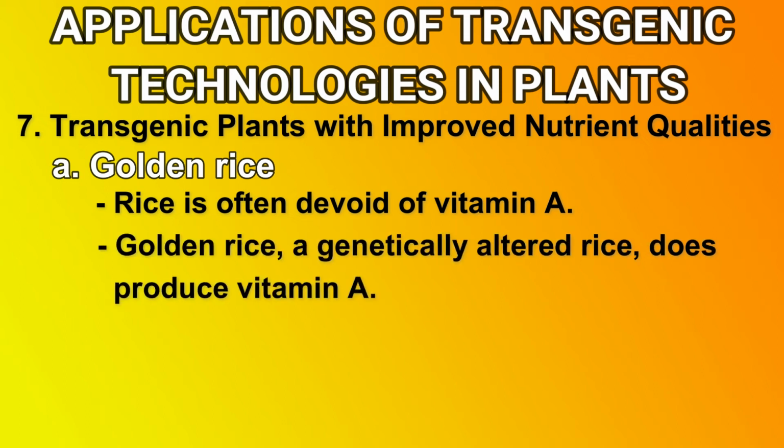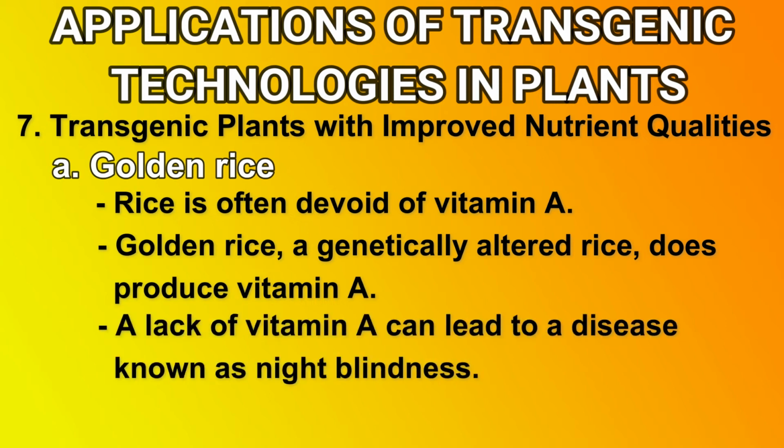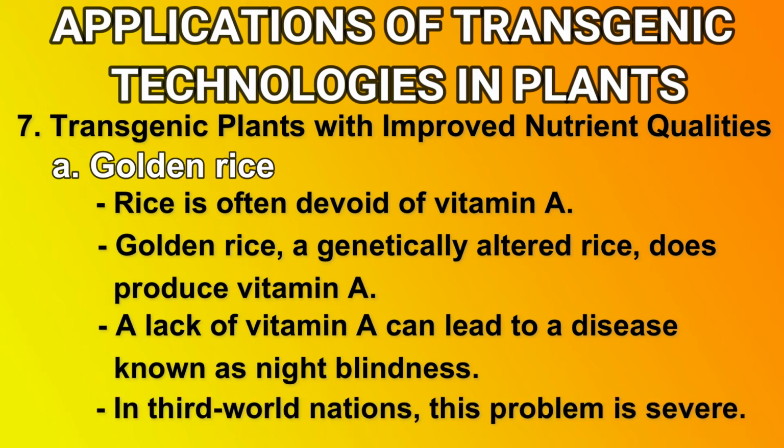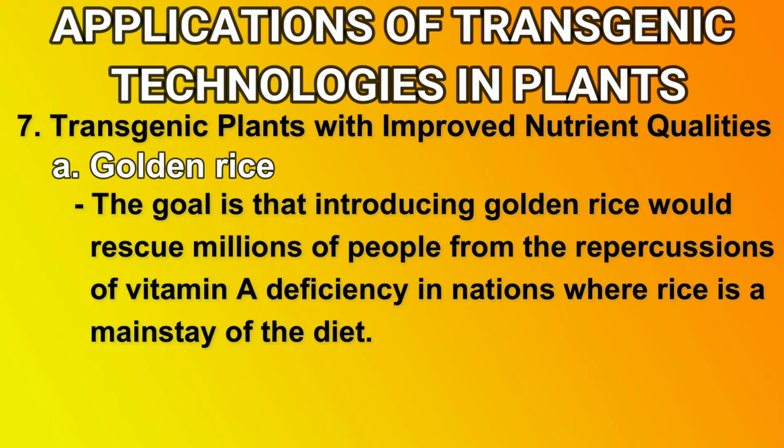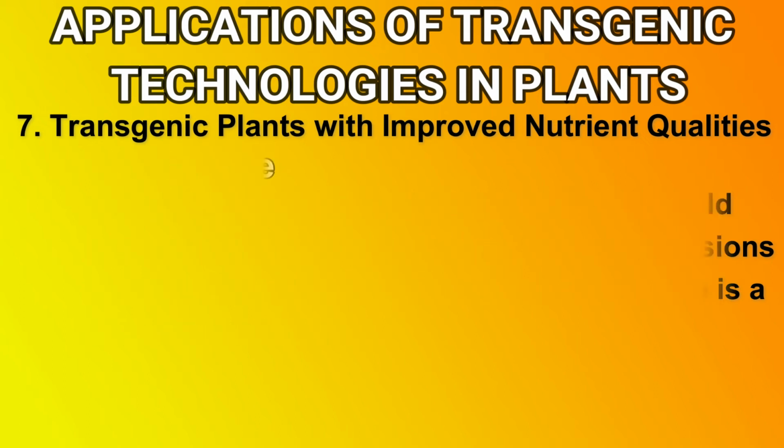Golden rice, a genetically altered rice, does produce vitamin A. A lack of vitamin A can lead to a disease known as night blindness. In third world nations, this problem is severe. The goal is that introducing golden rice would rescue millions of people from the repercussions of vitamin A deficiency in nations where rice is the mainstay of the diet.